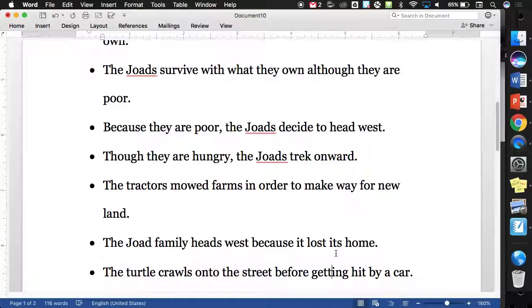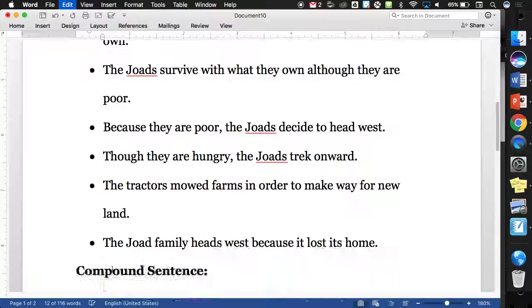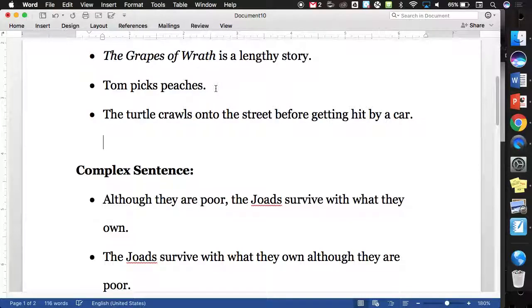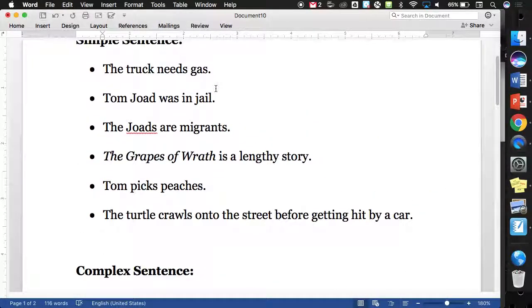This one's not a complex sentence. Do you know what you would call it? A sentence. I guess it would be simple. It's a simple sentence. Simple sentences don't have to be short. What a simple sentence means is you have one subject, you have one predicate, and that's pretty much it. The turtle crawls on the street before getting hit by a car.